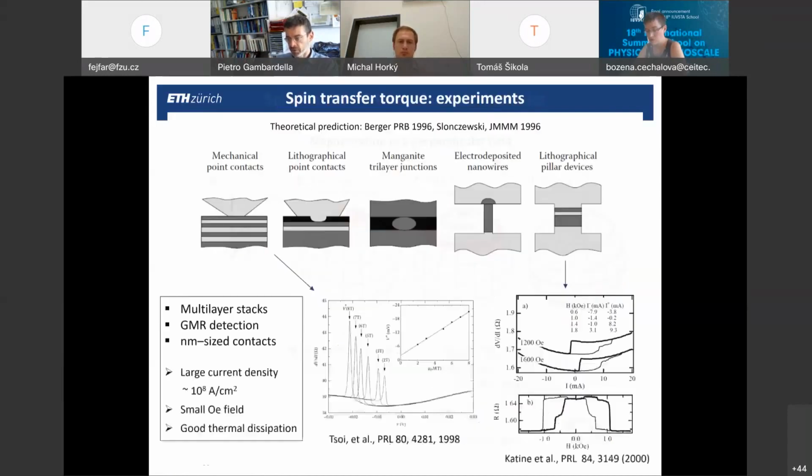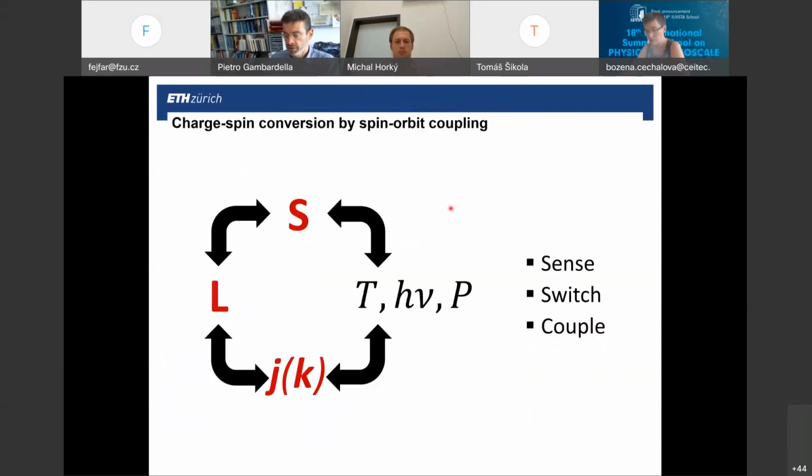This is a microspin picture, and this has been seen already many years ago, both in terms of magnetic oscillations induced by spin current injection in this kind of mechanical point contacts, or in pillar devices like so-called spin valves, where one can achieve also reversal of the magnetization. Okay. Now, these are the so-called spin transfer torques.